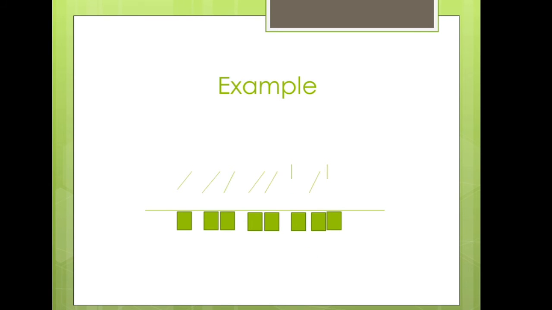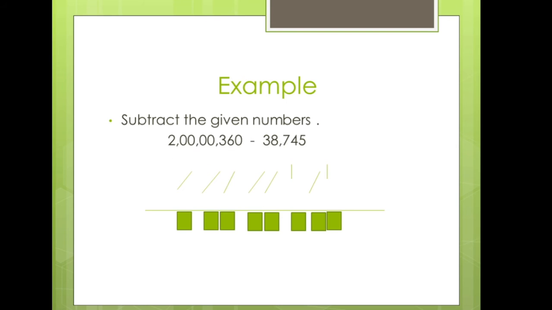Now there is another example. It says subtract the given numbers. The two numbers are given, so you need to subtract them. The first number is based on 8 digits and the other number is based on 5 digits. So first I have to write them out in a proper way. The first column again is based on ones.